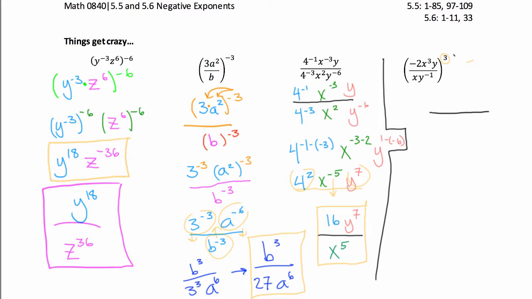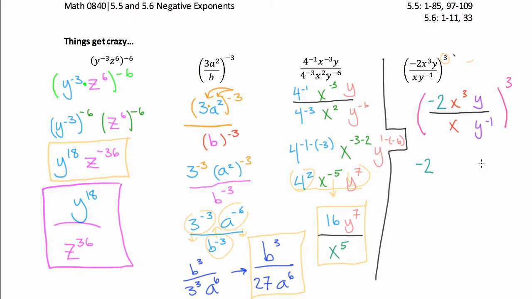So I have just this 2 that's hanging out on top, negative 2. Then I have x cubed, and then I have x to the first down here, and then I have y, and then I have y to the negative 1 down here. So now later I'm going to have to take all this stuff and raise it to the power of 3, but for now I can just do some simplification of what's hanging out inside those parentheses.